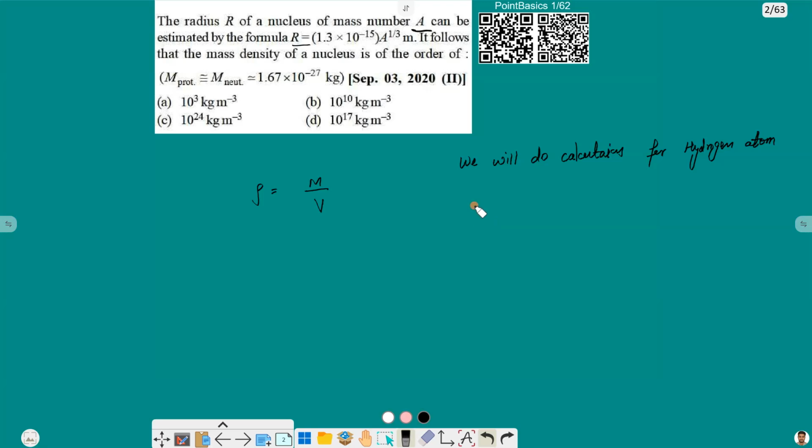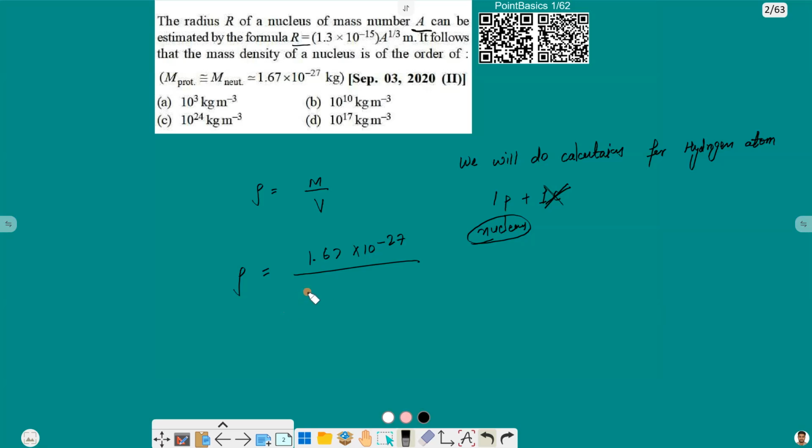Now we know hydrogen atom has one proton plus one electron, and we are only calculating nuclear density, so the electron is not part of the nucleus. So here we have only one proton, so mass will be equal to 1.67 into 10 raised to power minus 27 kg.